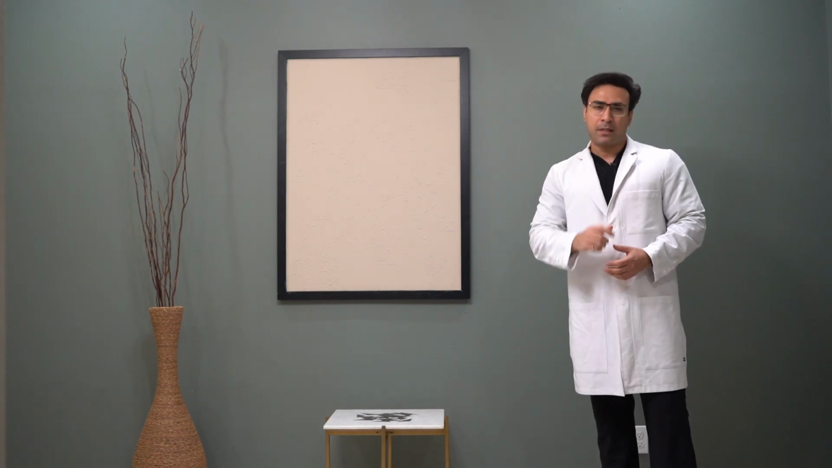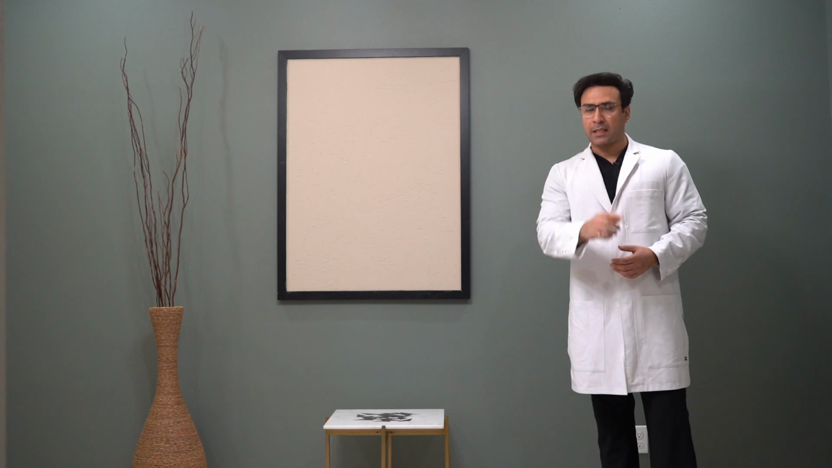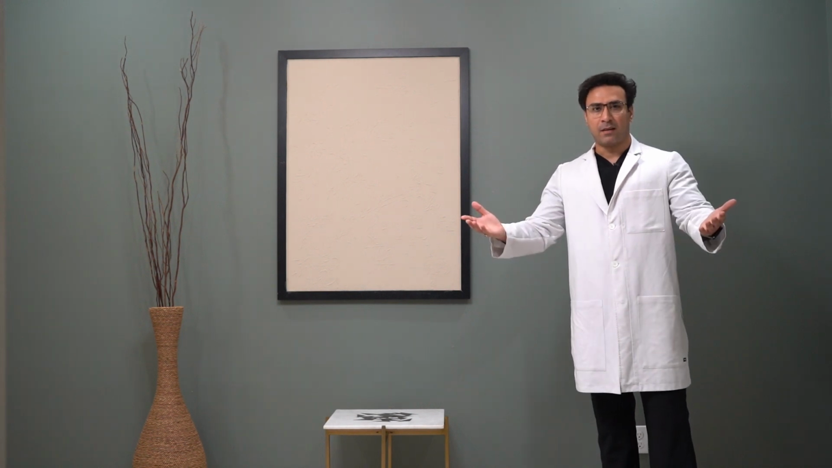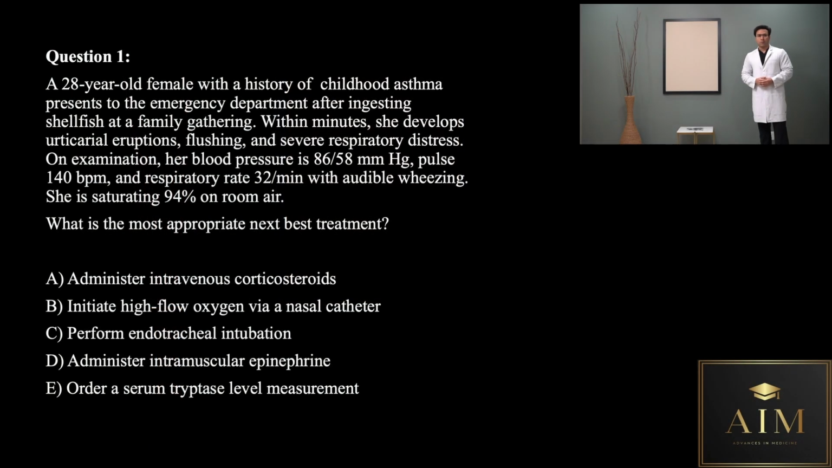Here we review 5 multiple choice questions to evaluate your grasp of the concepts. So let's get started. Question 1. A 28-year-old female with a history of childhood asthma presents to the emergency department after ingesting shellfish at a family gathering. Within minutes, she develops urticarial eruptions, flushing, and severe respiratory distress. On examination, her blood pressure is 86 by 58 mmHg, pulse 140 beats per minute, respiratory rate of 32 per minute with audible wheezing. She is saturating 94% on room air.